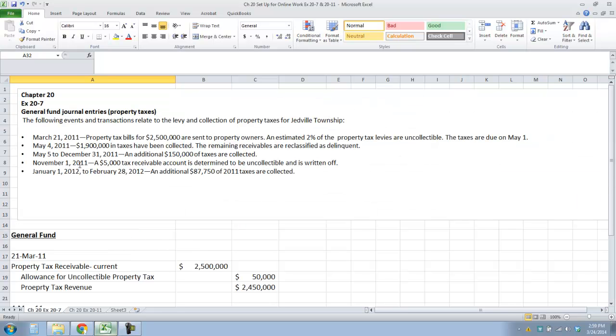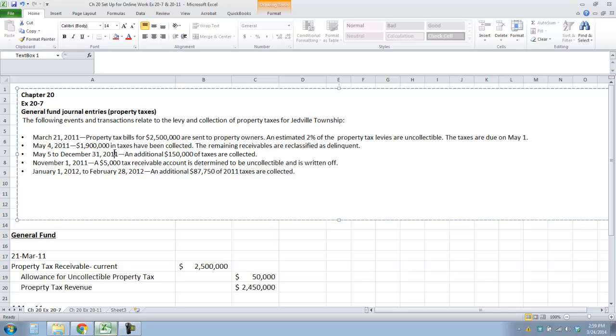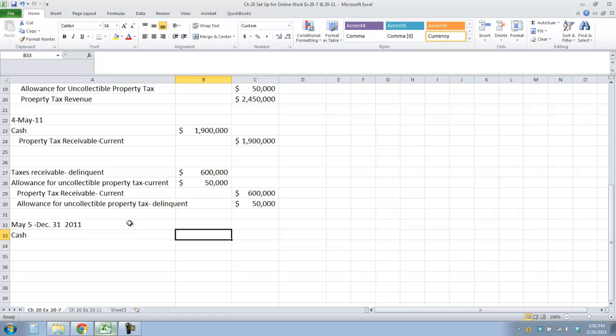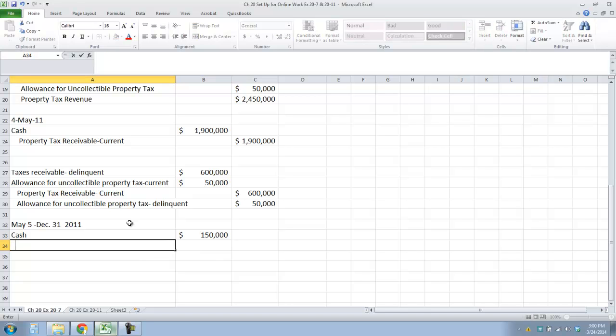Next, from May 5th to December 31st, an additional $150,000 of taxes are collected. So we don't know the exact date, so May 5th through December 31st, 2011, and we're going to receive cash of $150,000. And we're going to reduce property tax receivable, the delinquent account.